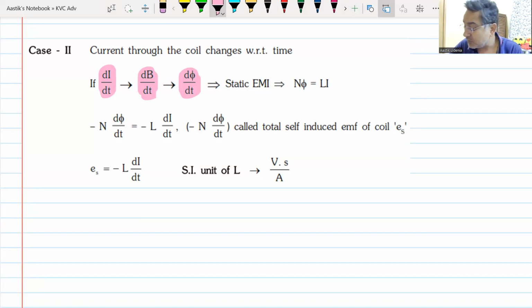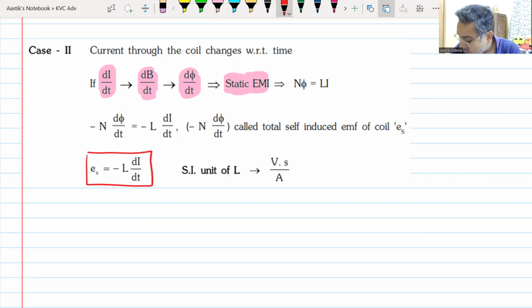Yes, sir. Because of this change in current, there will be an EMF induced in the coil, yes or no? Yes, sir. And you can see that this EMF induced in the coil will be directly proportional to the rate of change of current, yes or no? Yes, sir. Or you can write it as minus L di by dt.